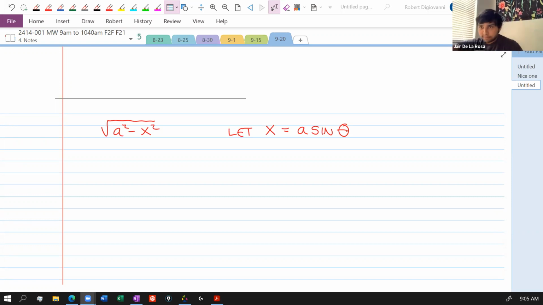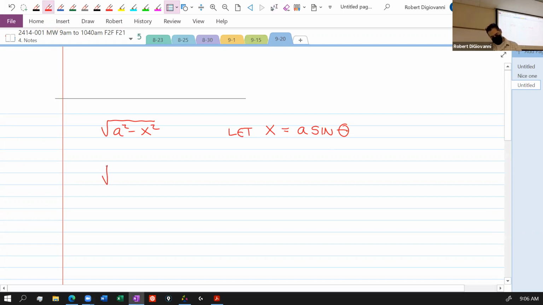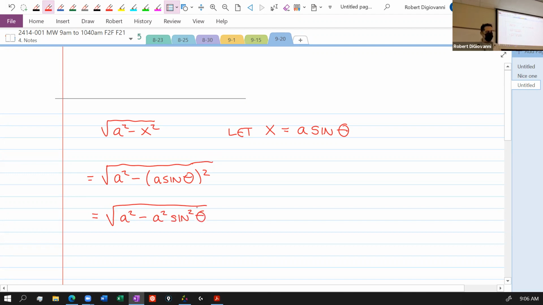So let's make the substitution. Everywhere I see an x, I'm going to replace it with a sine theta. Underneath this root, it becomes the square root of a squared minus, now I'm replacing x with (a sine theta) squared, right? Now, when you square that, you square each of the factors. You square the a and the sine theta. So this will become the square root of a squared minus, now the a gets squared and the sine gets squared, so I'm going to put sine squared theta like that.